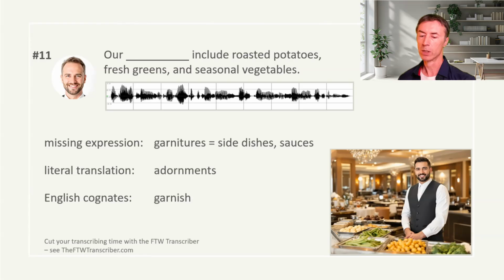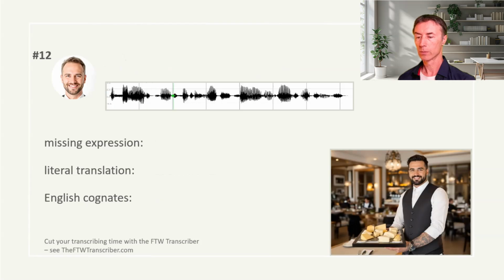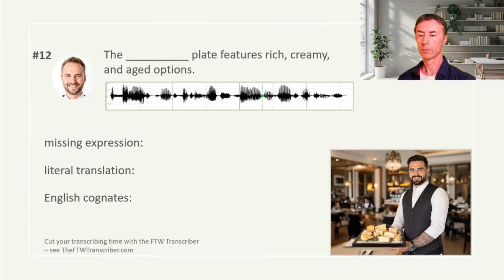Right, number 12. Which French word or phrase do we have in this sentence? The fromage plate features rich, creamy, and aged options. And again with the sentence on the screen. The fromage plate features rich, creamy, and aged options. So the missing expression, the picture's a bit of a clue, is fromage, which means cheeses.